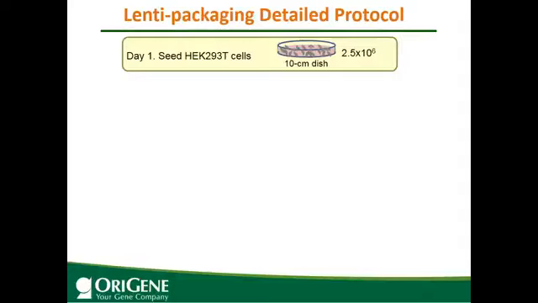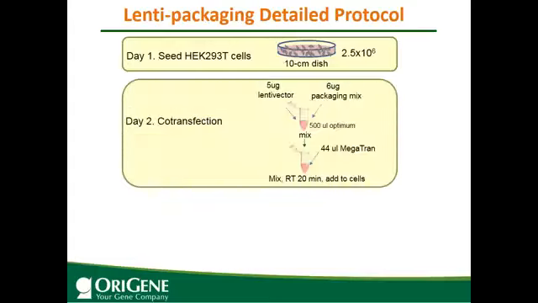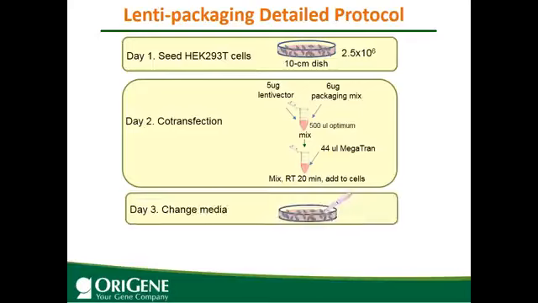So these are the detailed step-by-step Lenti packaging protocols. Day 1, seed the HEK293T cells. For a 10 centimeter dish, seed about 2.5 million cells. And Day 2, do a co-transfection. In an Eppendorf tube, you add 500 microliters Opti-MEM media, and then you add 5 micrograms Lenti vector and 6 micrograms packaging mix together, and then add 44 microliters transfection reagent. Mix and incubate at room temperature for 20 minutes, then add to your cells.